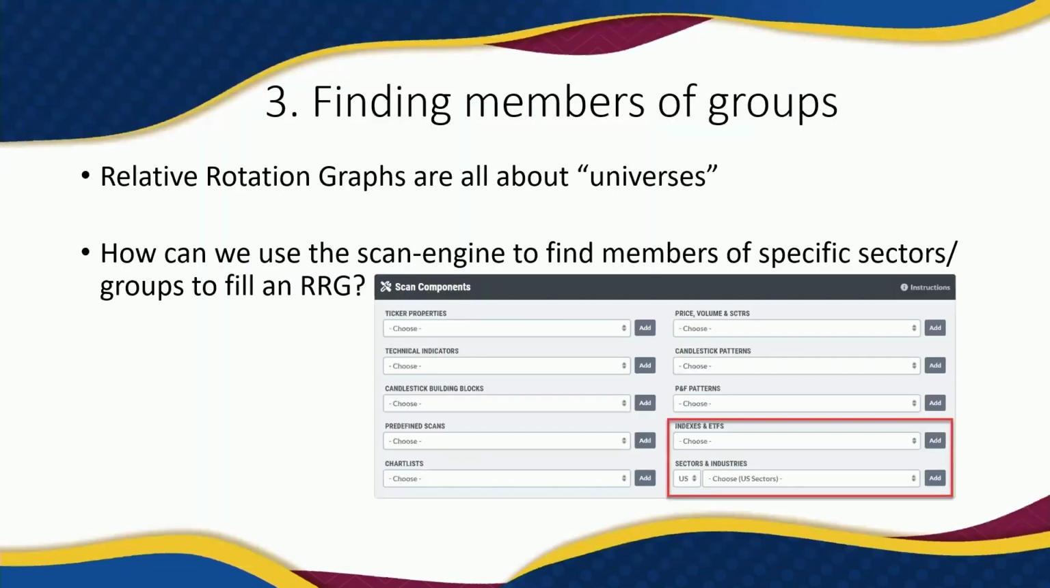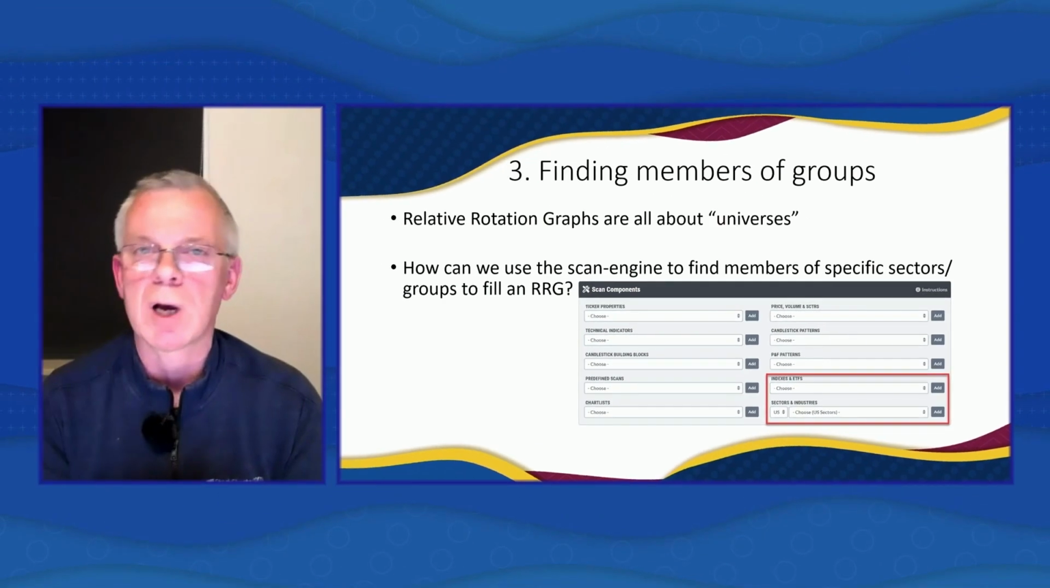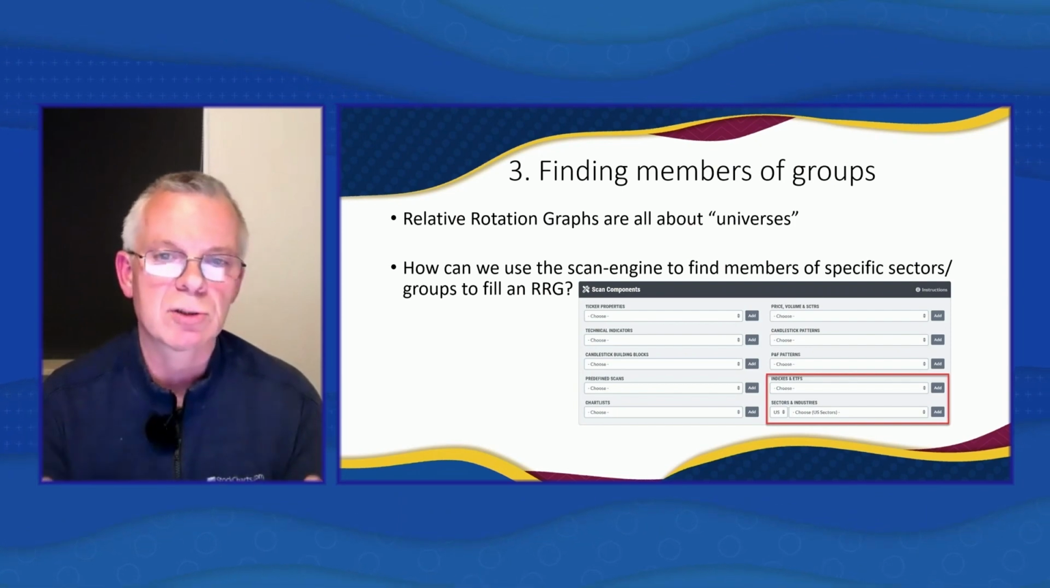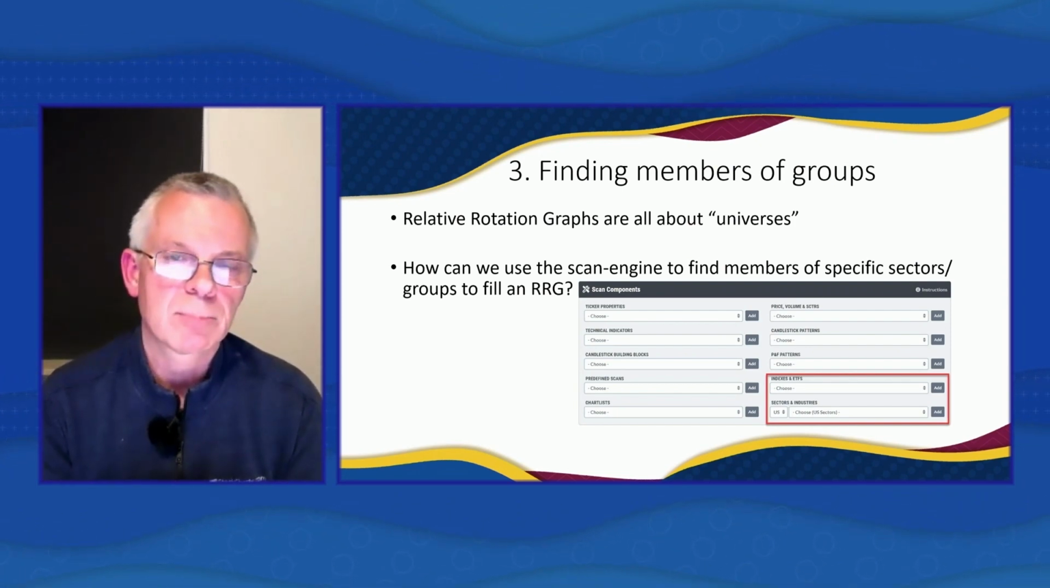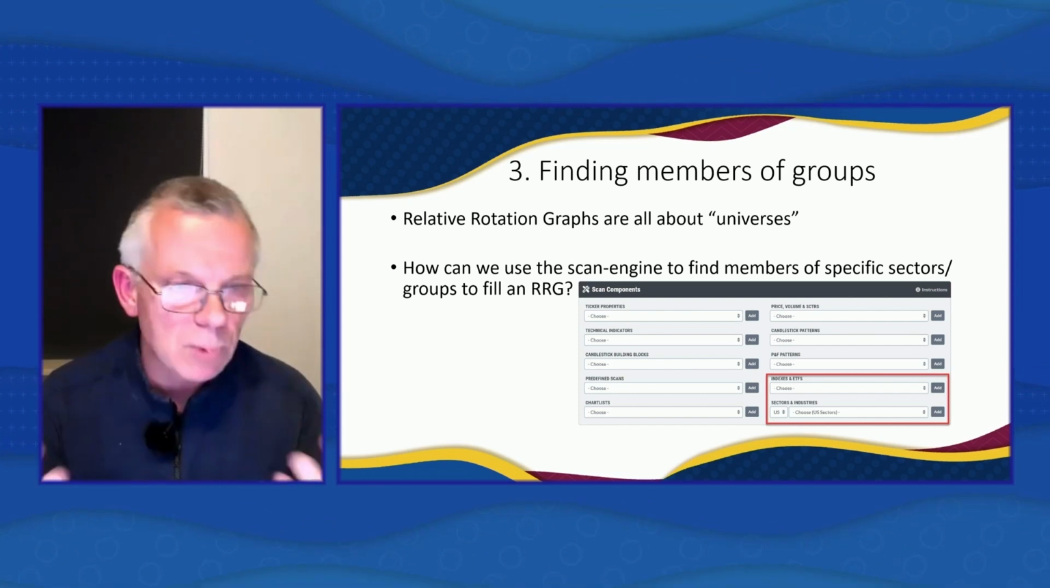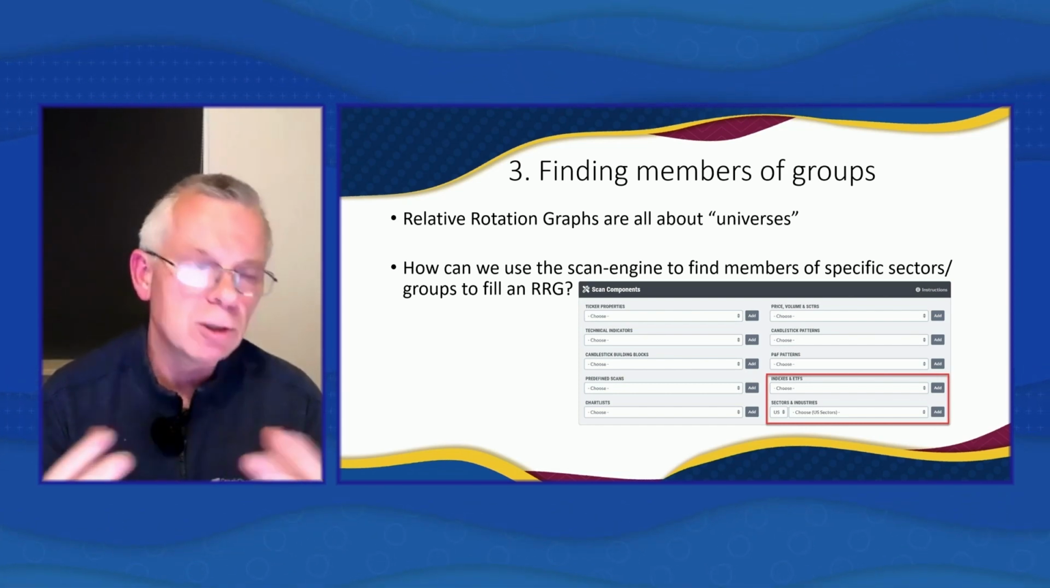These were the 3 ways that I wanted to share with you how I use scans to fill my RRGs. Hopefully you've enjoyed this presentation, you've learned something new, and you can take this into your own workflow and adapt the scans that I'm using to better fit your trading style.